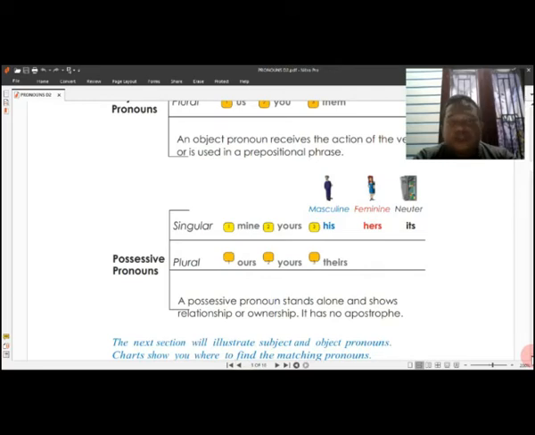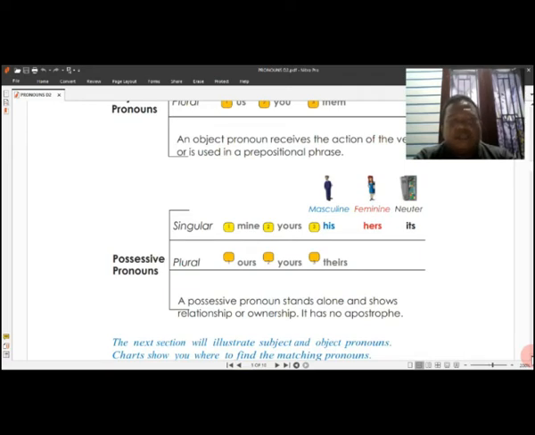But when the object shows ownership, it becomes possessive pronouns. Okay. Next section will illustrate subject and object pronouns. Charts show you where to find the matching pronouns. Maybe if this is your first time learning about what we call subject pronouns, object pronouns, or possessive pronouns, this will be a bit confusing, yeah. But later on, when you do lots of practice, I make sure this will be very easy.